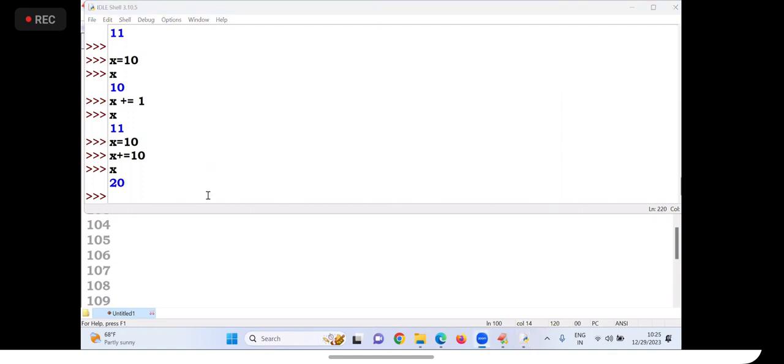Now see, what is the x value? 20. x minus equal to 2. 18. 20 minus 2, 18. x minus equal to 6. 12. 18 minus 6, 12. So like that it is working. Plus equal to, minus equal to are called compound assignment operators.